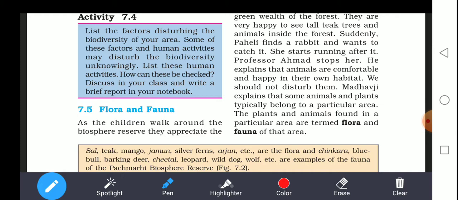I have already uploaded the chapter number 5 and 6 exercise solutions. You have to solve them by yourself in the workbook and get ready for the exam. These two chapters will come in the exam. So prepare well and do well in the exam. Thank you.